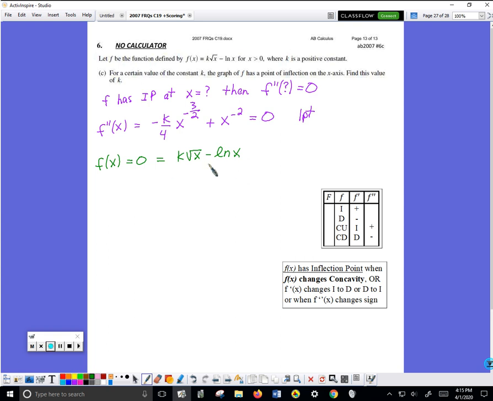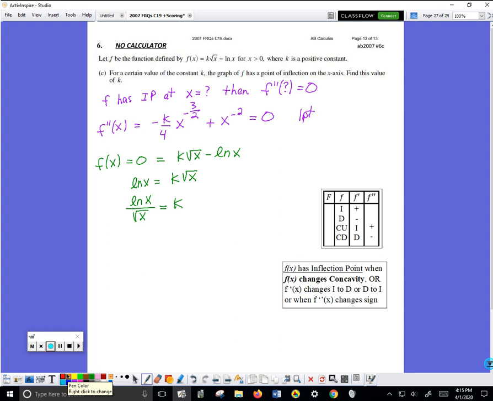So now you have two equations with two unknowns, so we can do some rearranging to figure it out. This one's probably quicker, so let's bring the ln over. So now I know that ln of x divided by root x is the same thing as k. So that means I can substitute this into this equation for the k and try and solve for x.